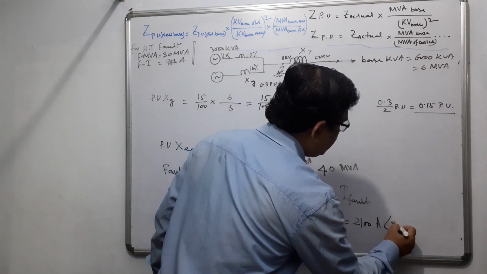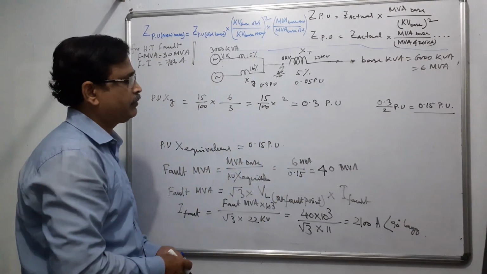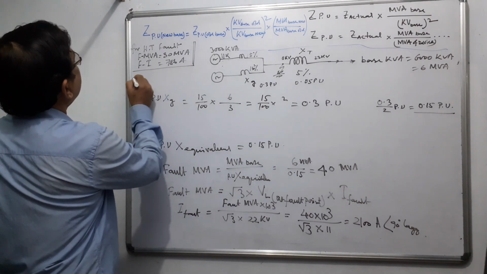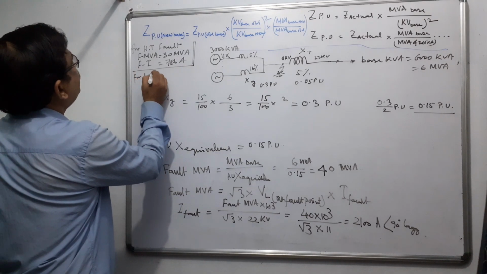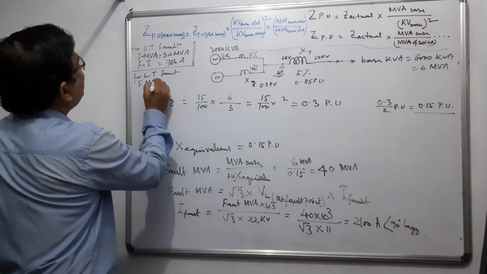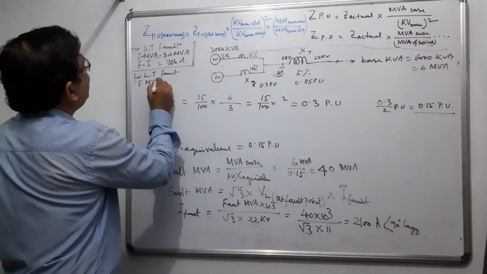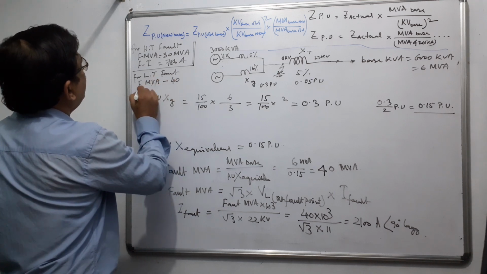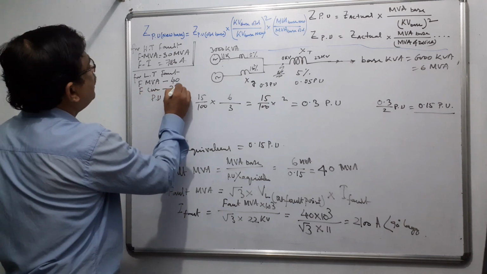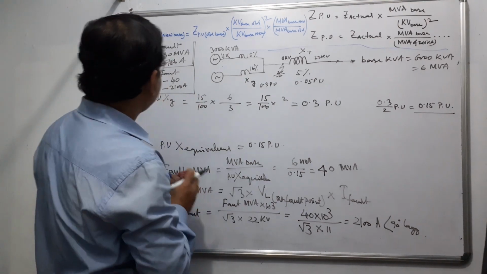It is 90-degree lagging. So one more thing: for the LT fault, the fault MVA equals 40, and the fault current is equal to how much? 2100 ampere.